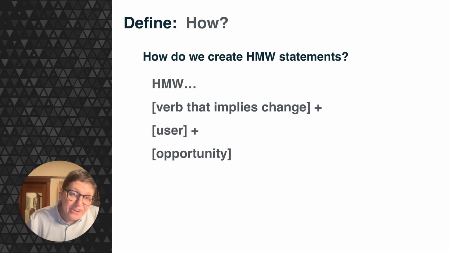We use a very specific formula. So, how might we, and then we include a verb that implies change. That could be increase, decrease, encourage, incentivize, help, support. And then the user and the opportunity that we have.